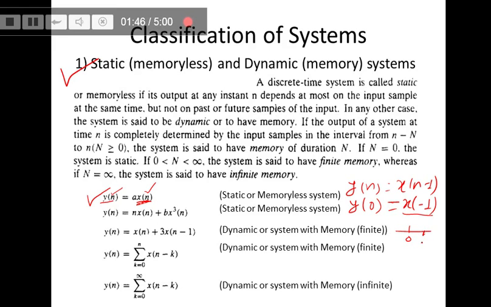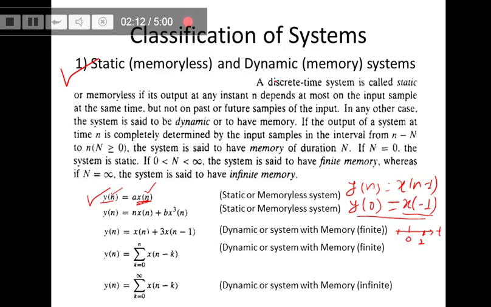I am computing the output here at 1, and the system says that the output will be the same as the input at n is equal to 0. So we see that the output depends on the past values. So this is not a static or memoryless system.